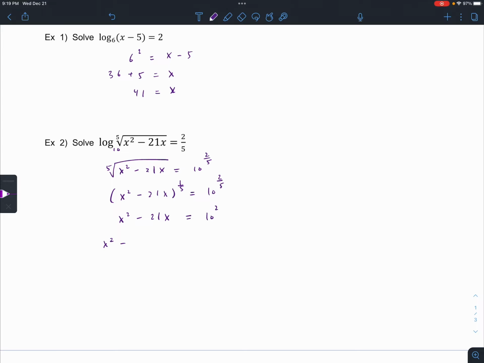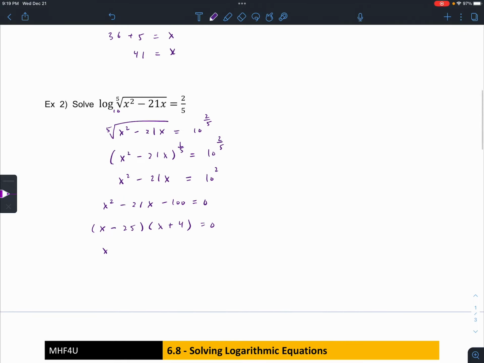We get x squared minus 21x minus 100 is equal to 0. This is factorable. It's x minus 25 times x plus 4 is equal to 0. And then we just solve for the roots. X is equal to 25 and x is equal to negative 4 would be our two solutions.